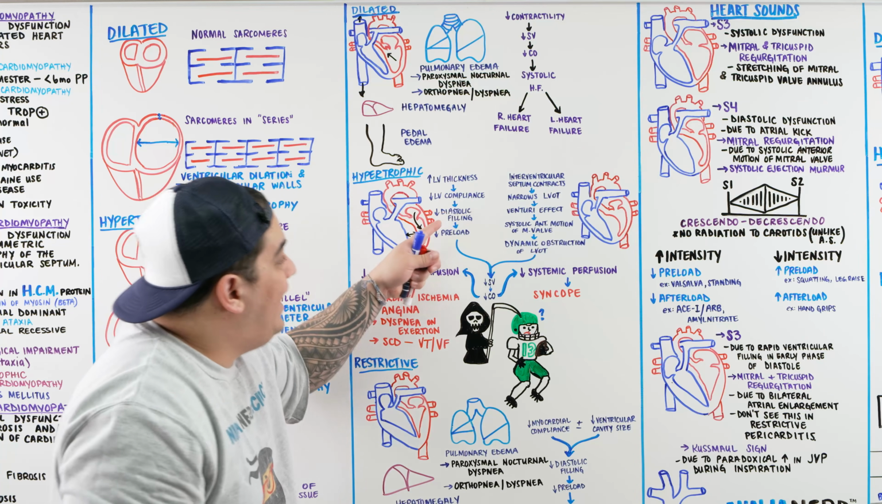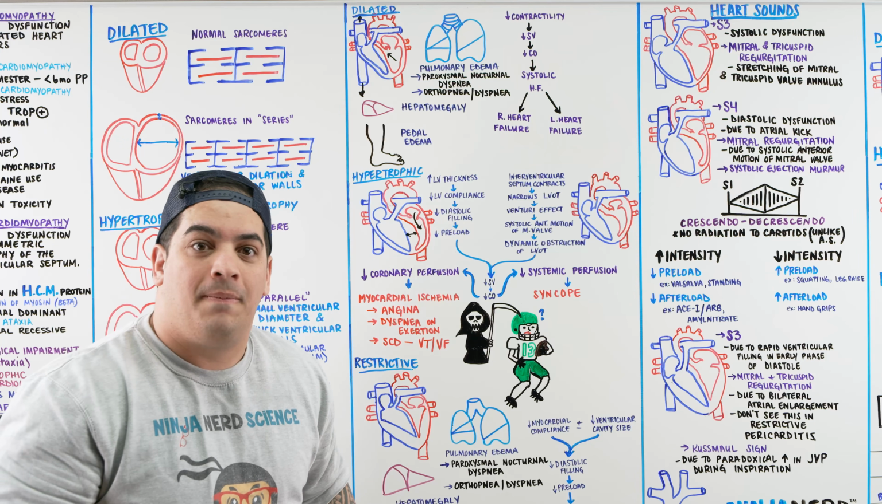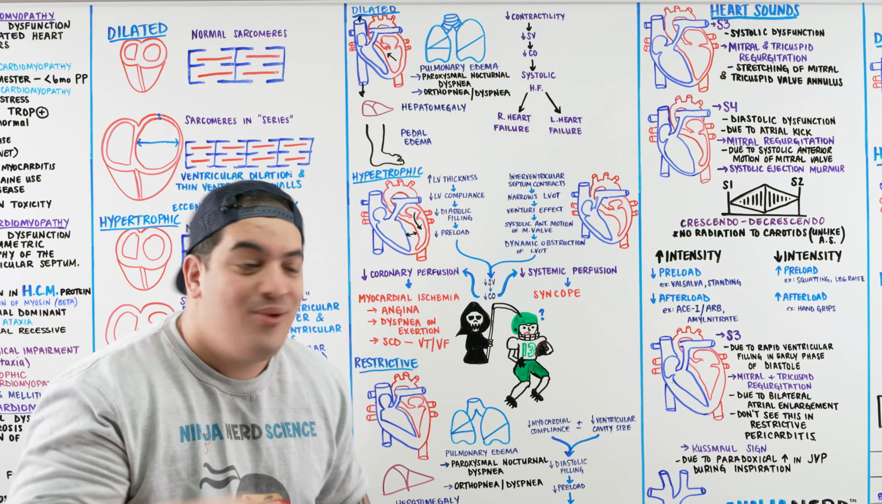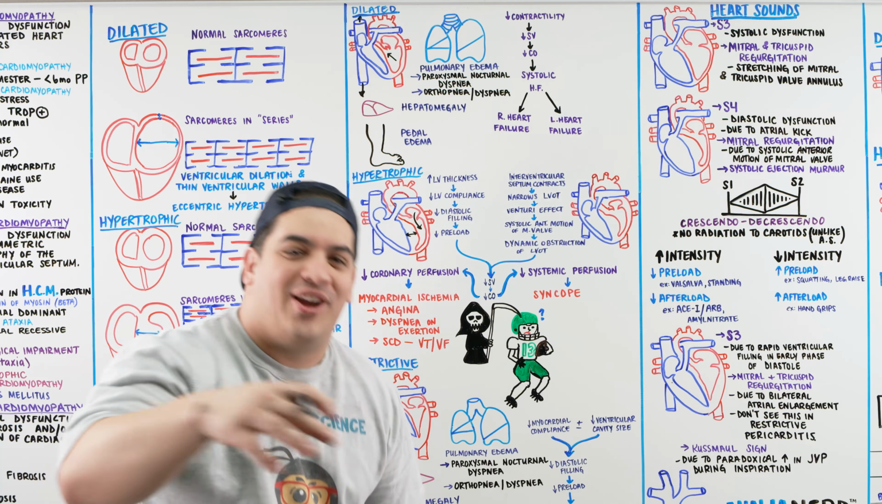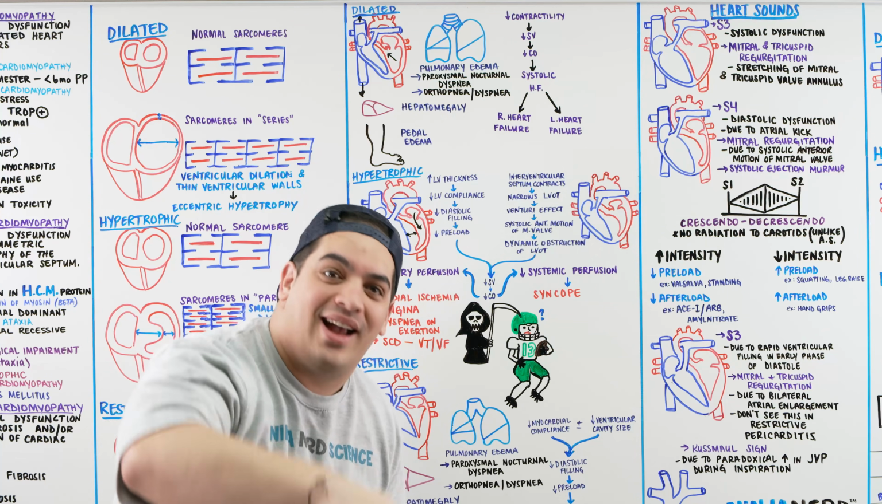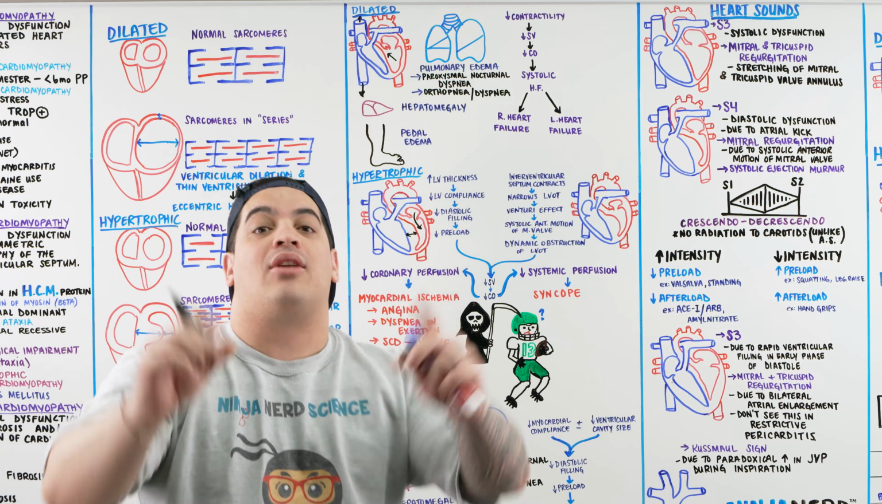If I have less blood coming into the heart during diastole, that's called my end diastolic volume. If that's low, that drops my preload. If you drop your preload, you drop your stroke volume. If you drop your stroke volume, you drop your cardiac output, and you can't put blood out of the heart.